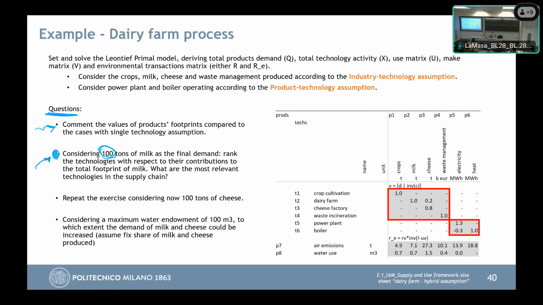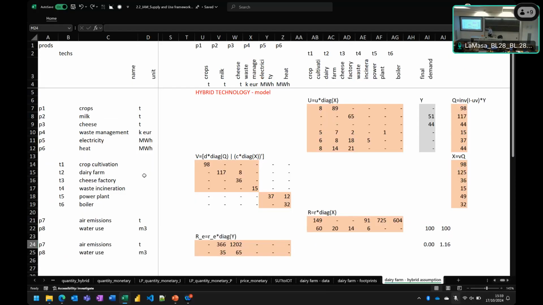The point is that we can get some numbers with impact assessment, so we can get the total footprints of 100 tons of milk. But in order to dig into such numbers, we need to be able to provide some meaningful insights. For example, we can say, now that I know that the footprint is 10 something, what can I do to improve the system, to try to reduce the footprint? First, I have to be aware of the relative contribution of each technology in generating such impact. So one thing that I can do is set and solve the Leontief model here.